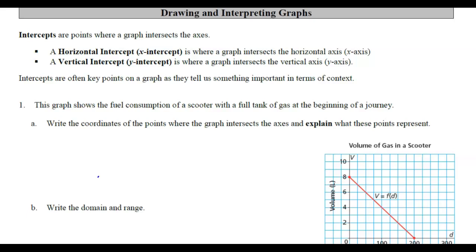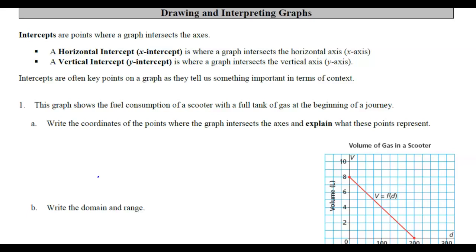The first thing for drawing and interpreting graphs is the intercepts, where it crosses the horizontal axis and the vertical axis. Usually an important move when we are interpreting graphs. So the horizontal intercept, if it's an x-axis, that's the x-intercept.